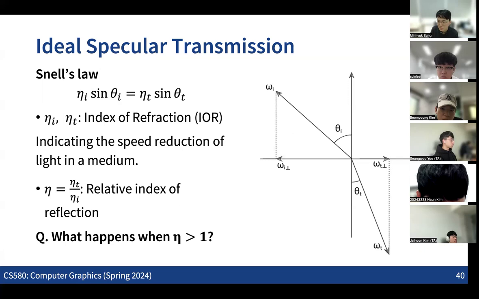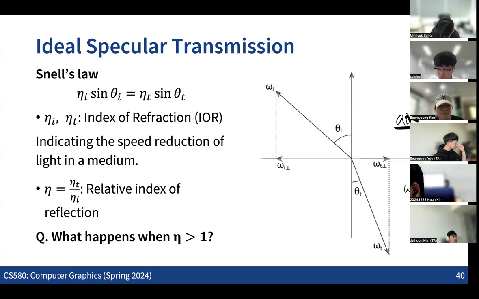So this is a very typical case: the incoming medium will typically be air, or some kind of vacuum. The other medium might be something else, which might be water or something. In vacuum, the index of refraction is just one, and the index of refraction of the other medium will typically be greater than one. So this is the typical case.